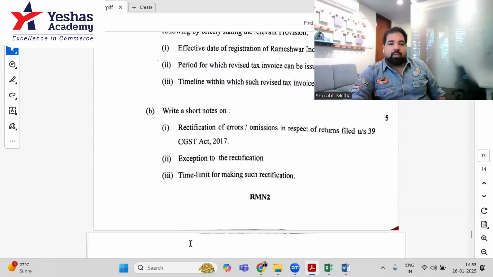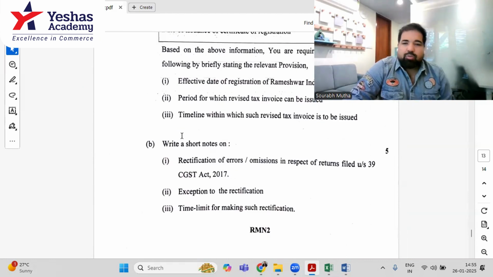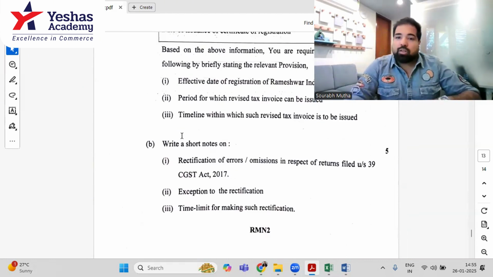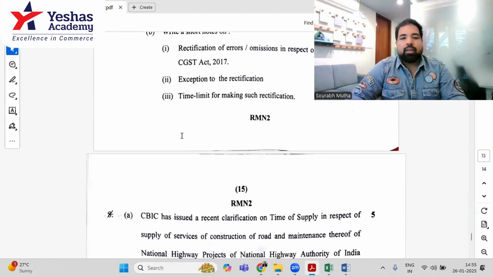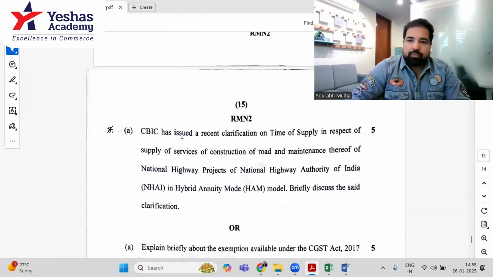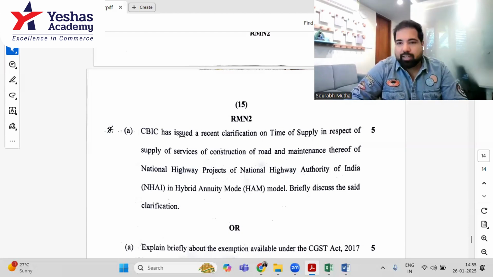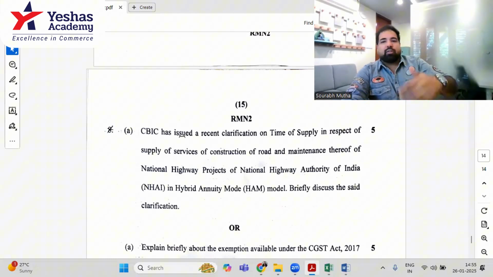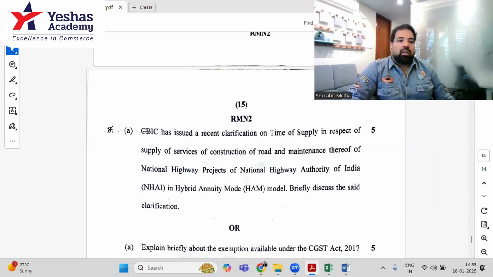We could look at this. Write a short note on rectification of errors, exception to the rectification, and time limit for making the rectification. This is also something that we know, but for 5 marks, I don't know how much to write. So the seventh question is okay, it's strong, but not the strongest. The sixth question is good. Now for sixth and seventh, we could do both or one of them depending on the eighth. If the eighth is very tough, and generally it is theoretical so it can be tough, we leave it and go to sixth and seventh.